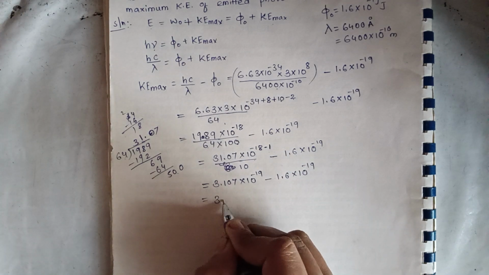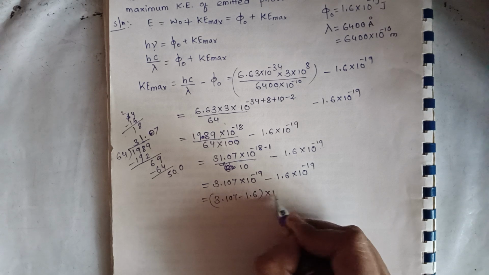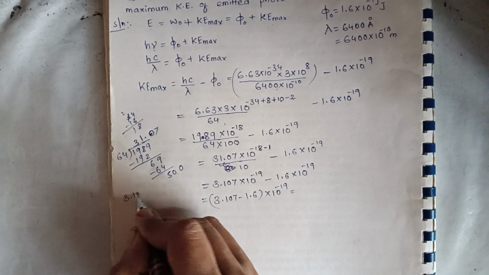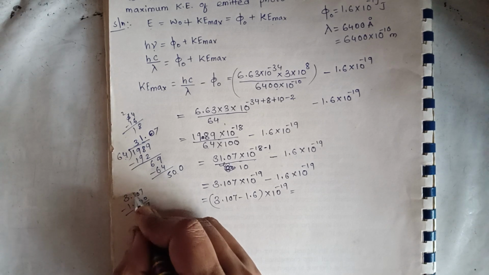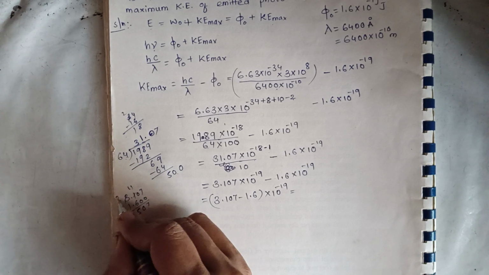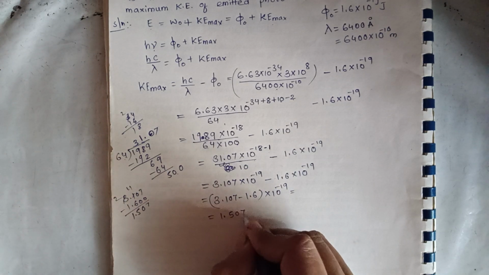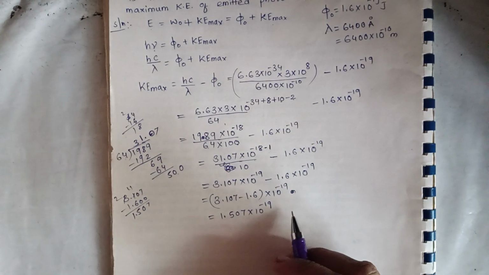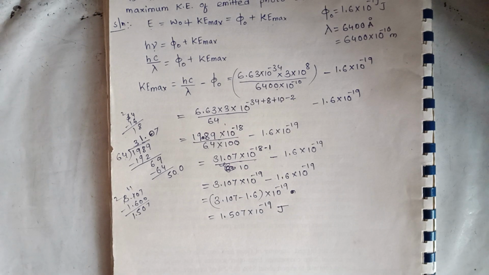So this is 3.107 minus 1.6 into 10 raised to minus 19, which is 1.507 into 10 raised to minus 19. So this is the answer. This is the maximum kinetic energy, in joules.